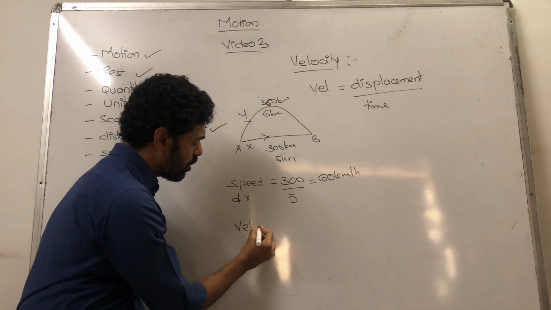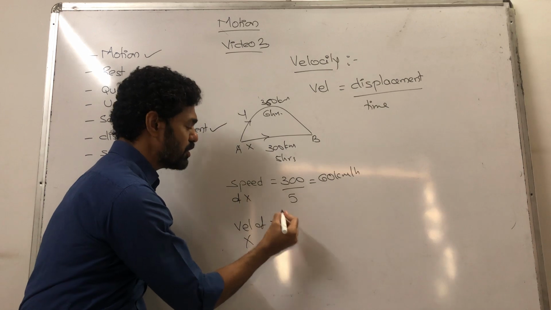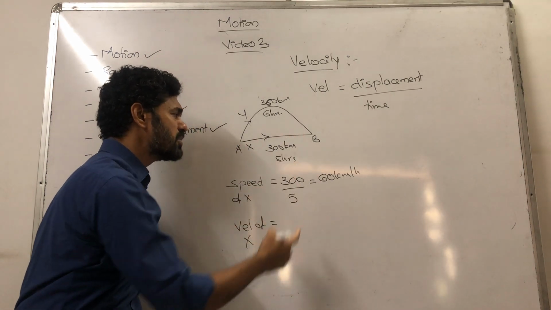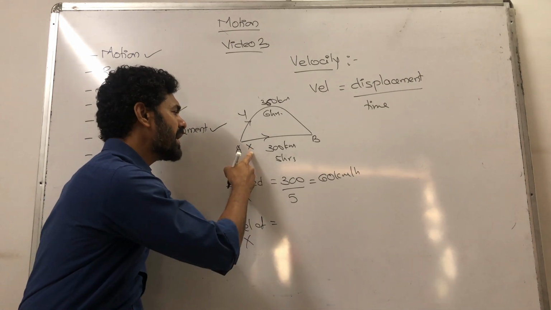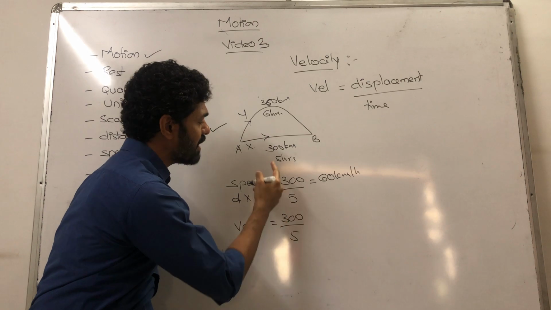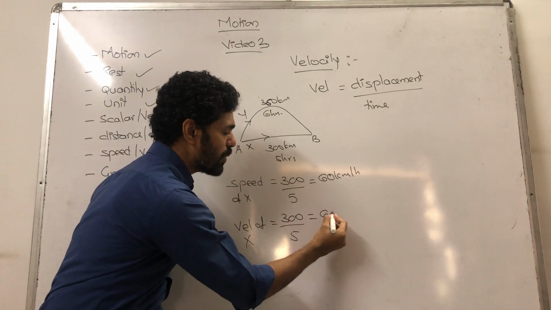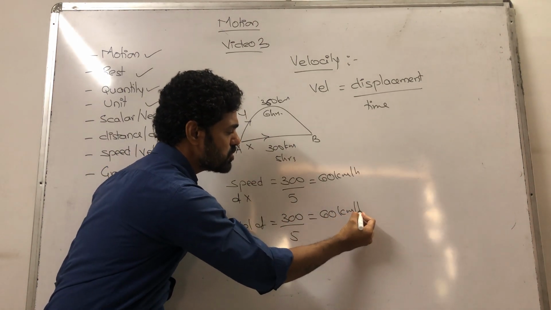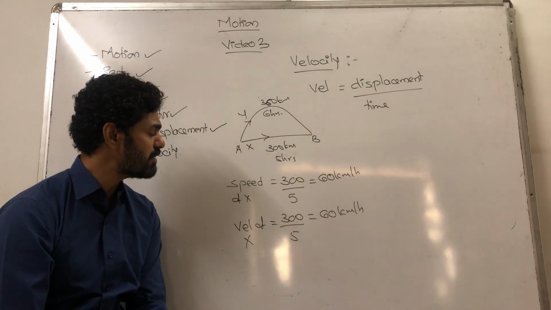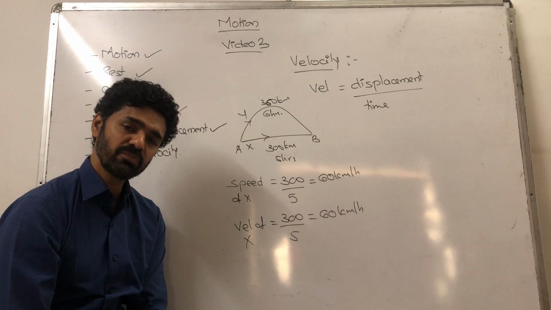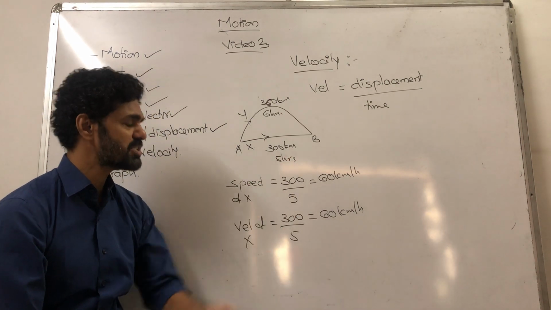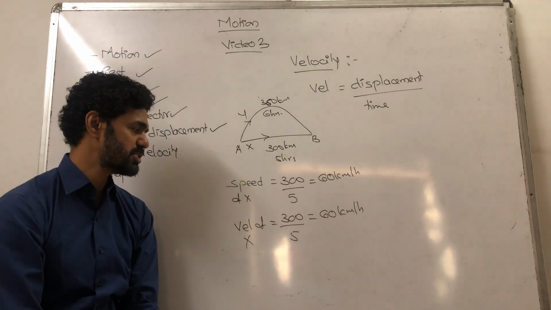What is the velocity of X? Now we know velocity is displacement by time. Because X has followed this straight path, for X distance and displacement are both 300 km and the time taken is 5 hours. So the velocity of X is also 60 km per hour. So for X both speed and velocity have the same value. So when will velocity be equal to speed? If the object is travelling in a specified straight direction.